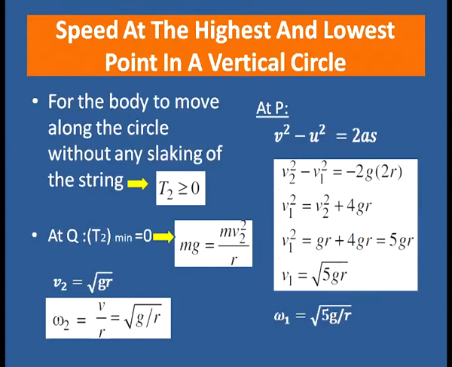As we know v equal to r omega, we can find out omega 2 equal to v2 by r, that is equal to root over of g divided by r.